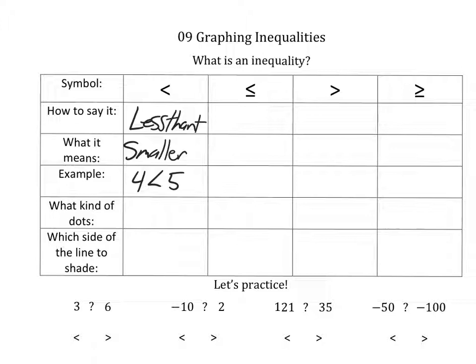So what kind of dot would that mean I would have to make? I would make an open dot. And then what side of the line should I shade on? I'm going to shade on the left side of the line if I was given a number line.